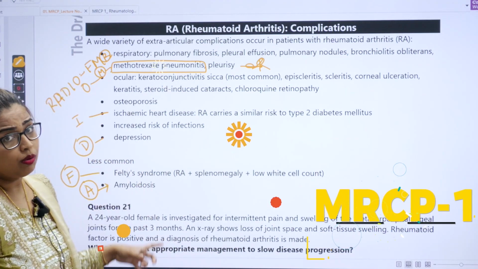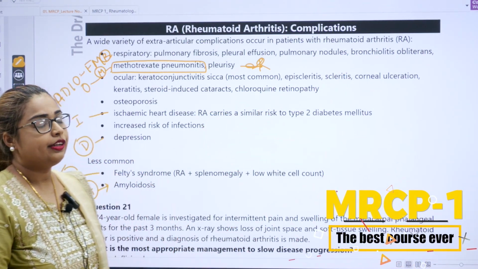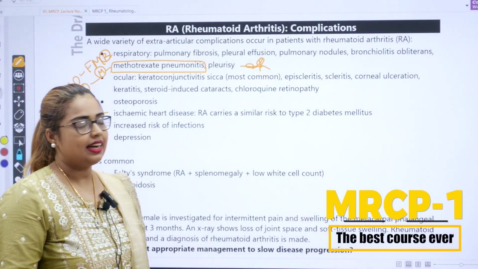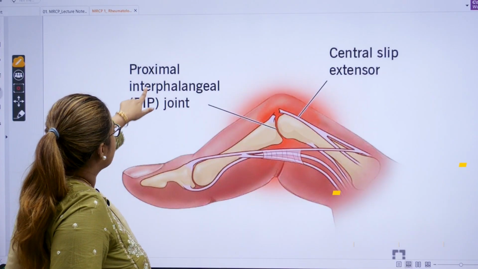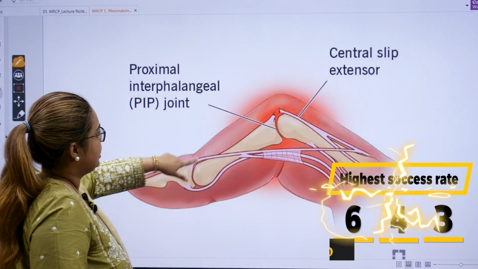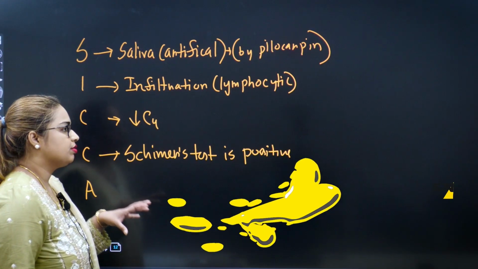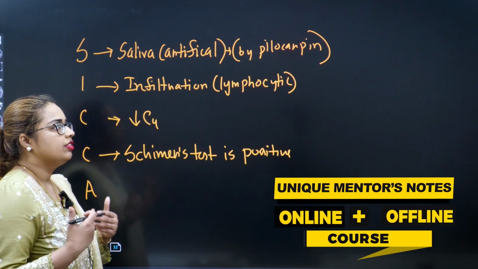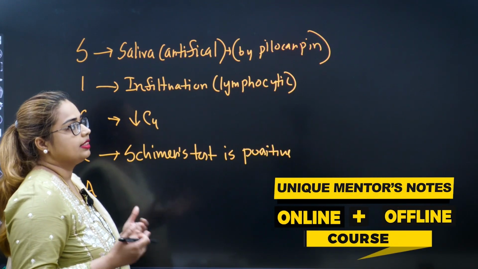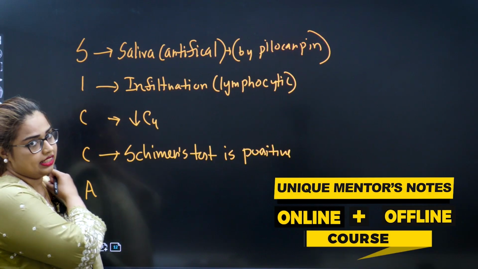The most common ocular complication of rheumatoid arthritis, and also episcleritis and scleritis. The proximal interphalangeal joint is mostly affected in case of the boutonniere deformity. Okay. In case of Sjogren's syndrome, there is a dryness of the lacrimal gland. That's why there will be no tear.